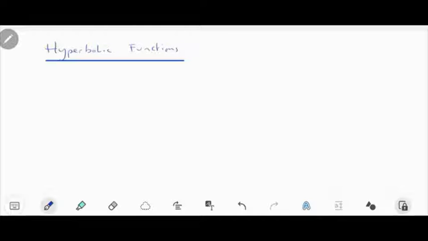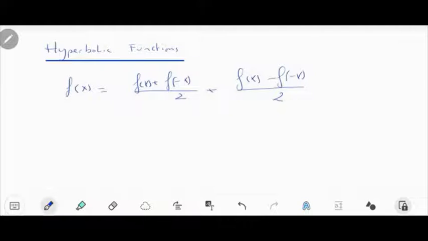You may know or not that any function f can be written as a sum of an even function and an odd function. If a function f, any function f, we write it like f of x plus f of minus x over 2 plus f of x minus f of minus x over 2, then it's the sum of two functions. This is the first one, let's call it h of x, and this is the second one, which is g of x.